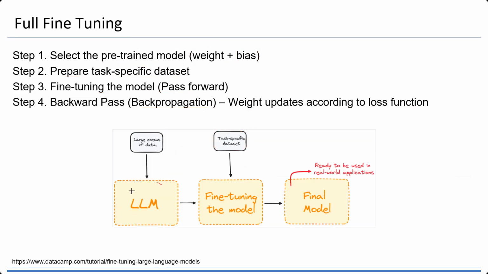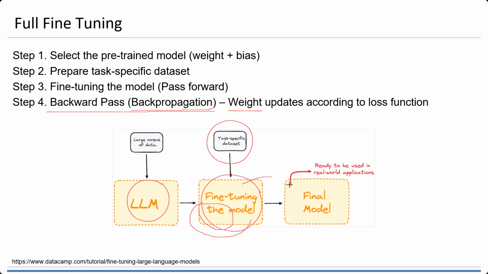So we have the pre-trained model. You need to select the pre-trained model. You need to have the task-specific dataset and then fine tune it. After you fine tune it, you get a new weight, and we can update the weight based on back propagation. Then it will be a loop until you get the best weight, and the best weight will be used for the final model.